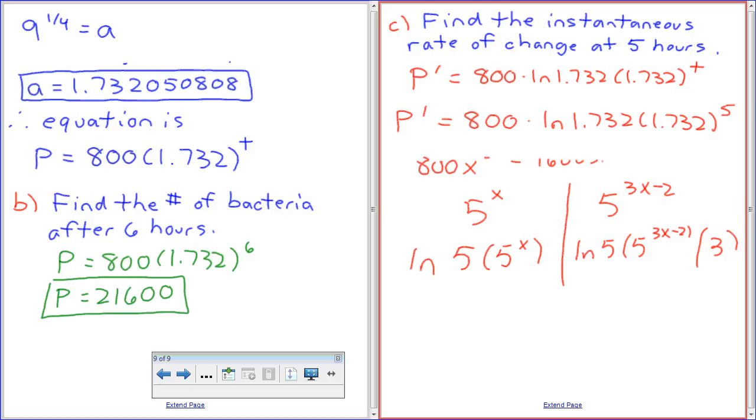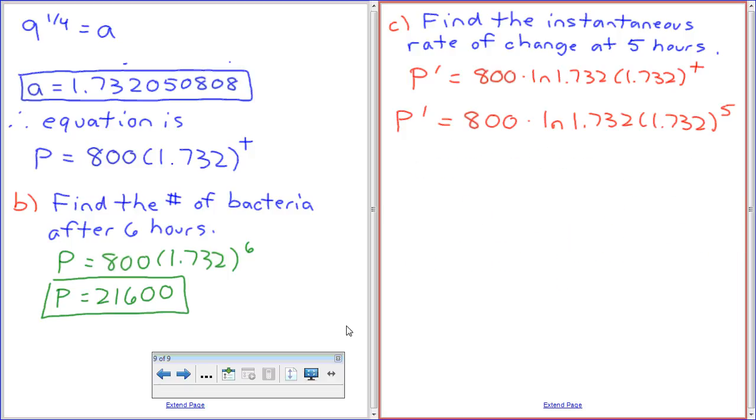Okay, can I get a brave volunteer to please bravely finish this question off and finish the year? This is the last example for the year. Go ahead. P prime equals? 7,850. That is correct. Now that's the rate of change. What does that mean in English?